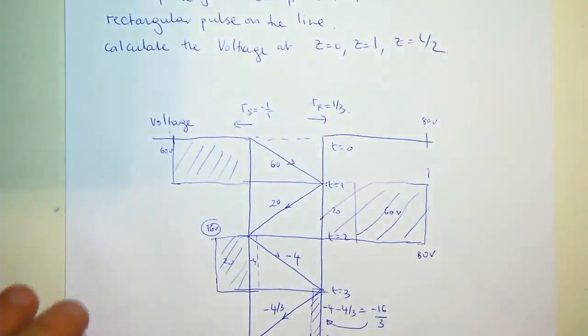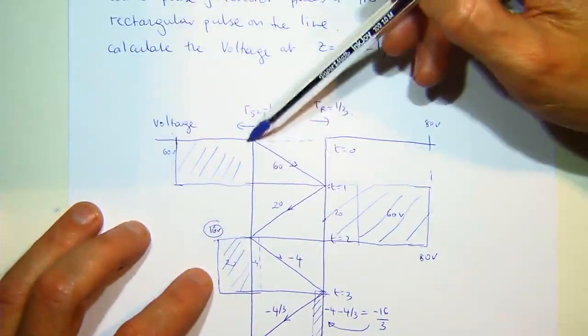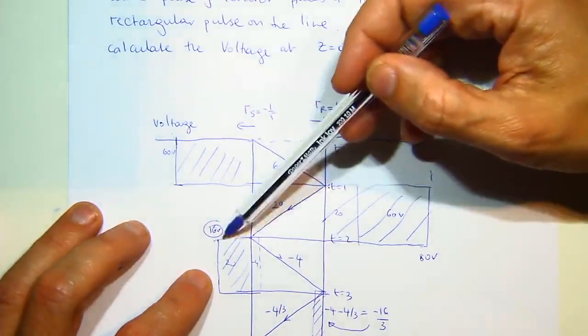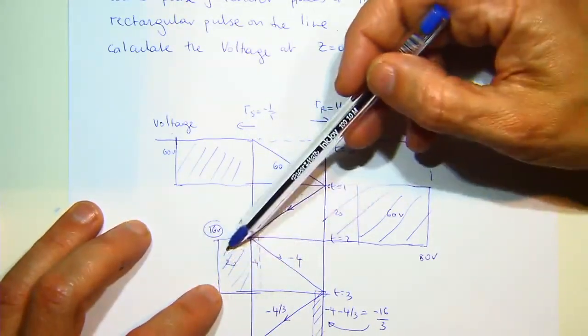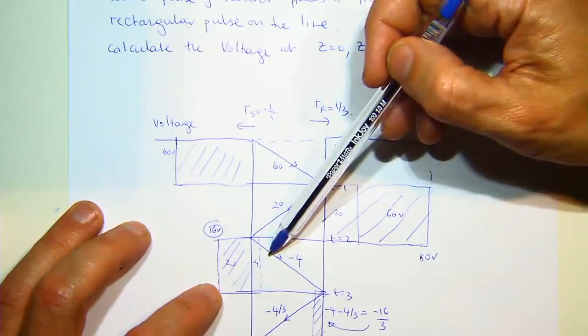Sorry, I shouldn't have added that. Okay, so I've got 60, I've got 20. There's nothing anymore at the source. So therefore it was 20 plus the minus 4, which gives us minus 16.